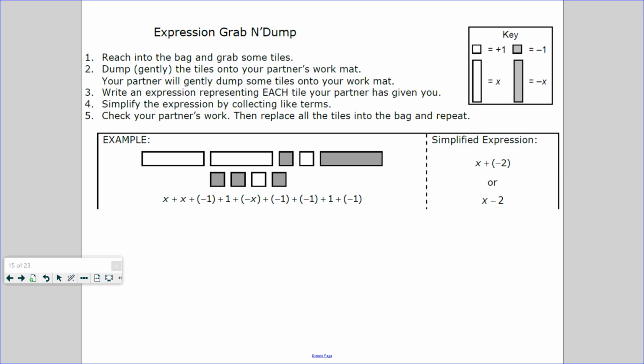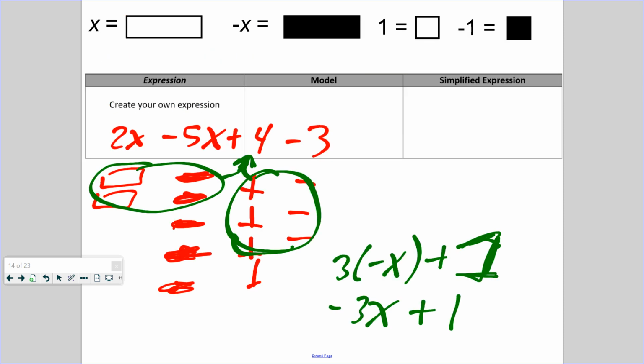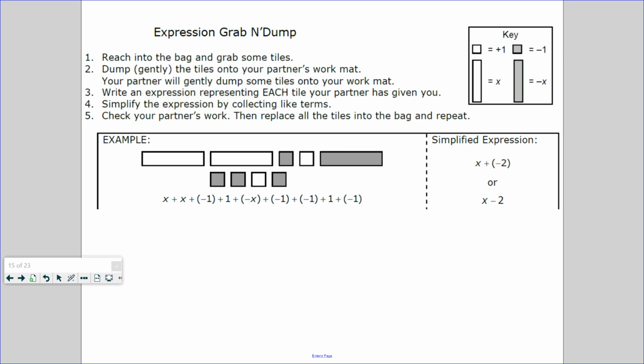And so the last part of it, what we're going to do in class is we're going to be getting some algebra calcs, and you're going to be dumping it. You're going to take a nice dump onto your table. So for example, this person dumped all of these onto the table, and then he wrote down all of them. X plus negative 1 plus 1 plus negative x plus negative 1 plus negative 1 plus 1 plus negative 1.